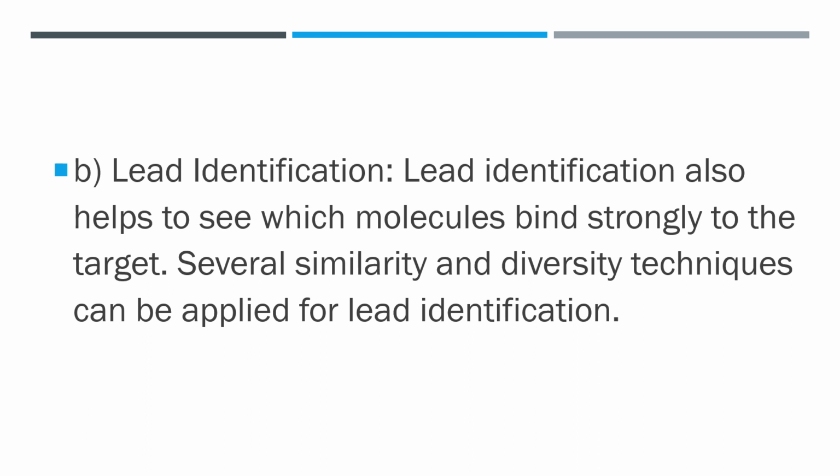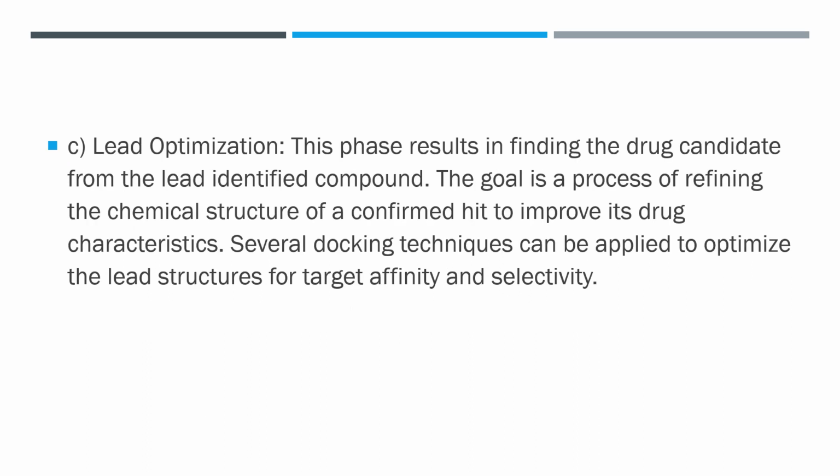After target identification, we need to identify the lead. That is, a lead is any compound which very much suits the target and binds strongly with the target. So by using all the searches that are available in chem informatics, we can see the similarity and diversity to identify a better lead compound.